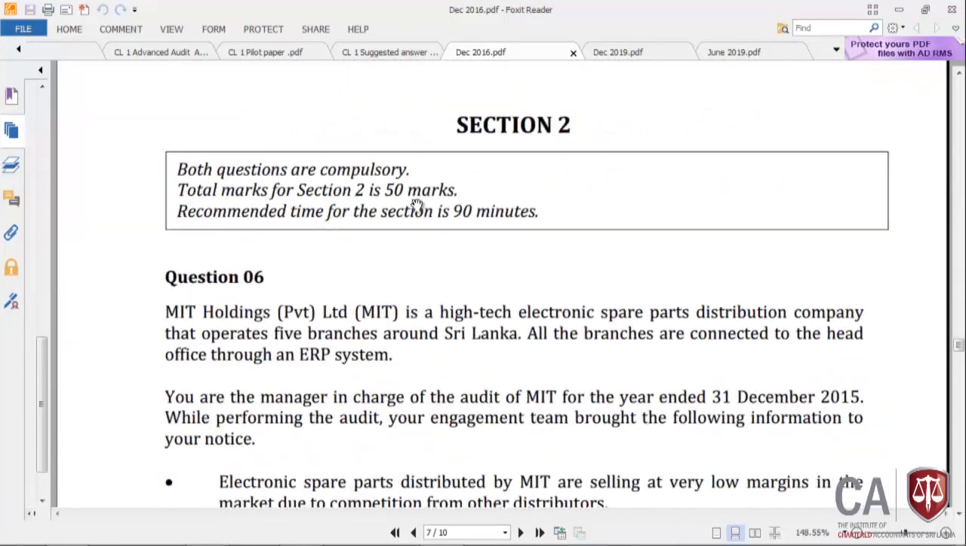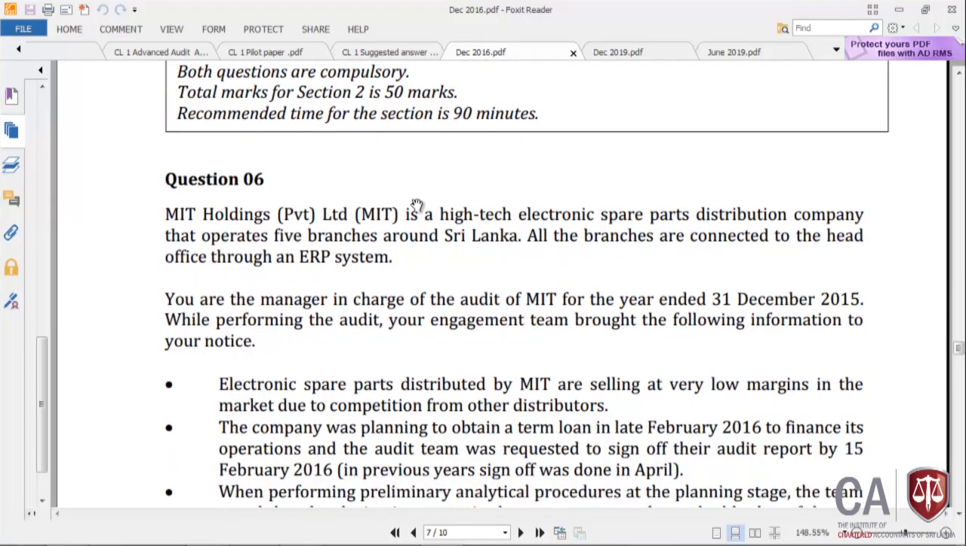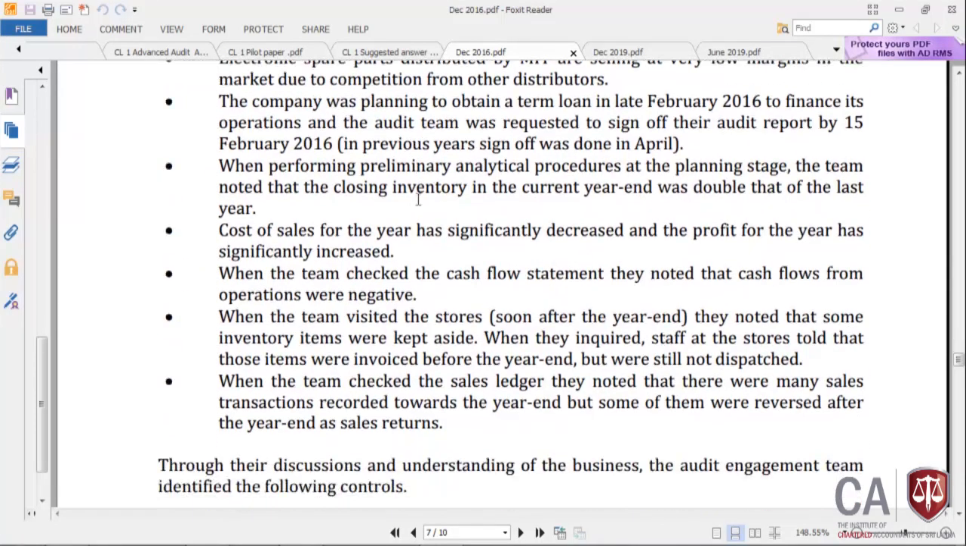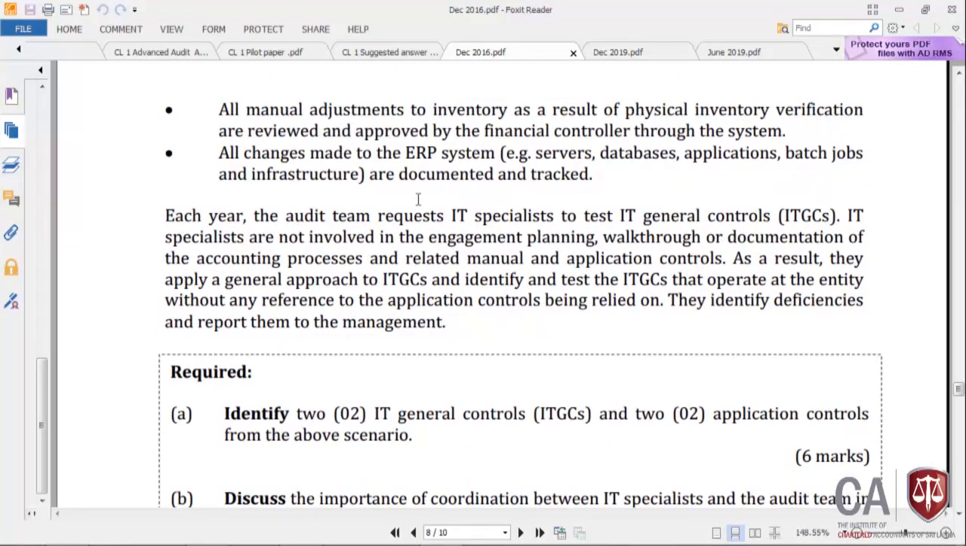If you look at this question, question number 6 is a long case study. I am not going to read the full question, but in this long case study there are two questions. The first question: identify two IT general controls and two application controls from the above scenario, for 6 marks. The action verb is identify. For general controls you are given 3 marks, so for 1 point you are getting 1.5 marks, right.